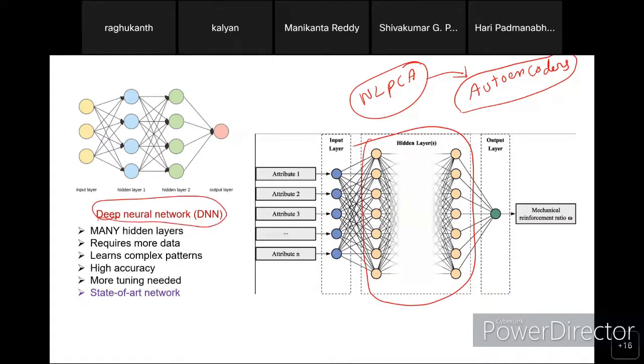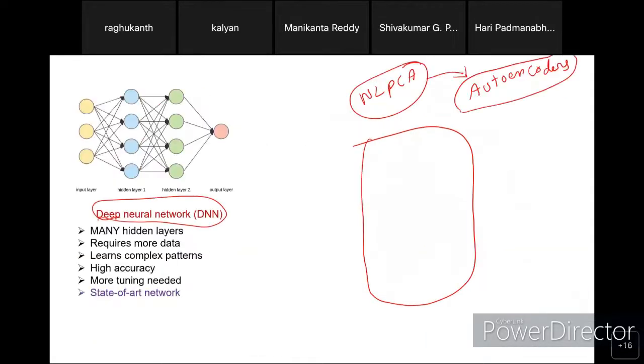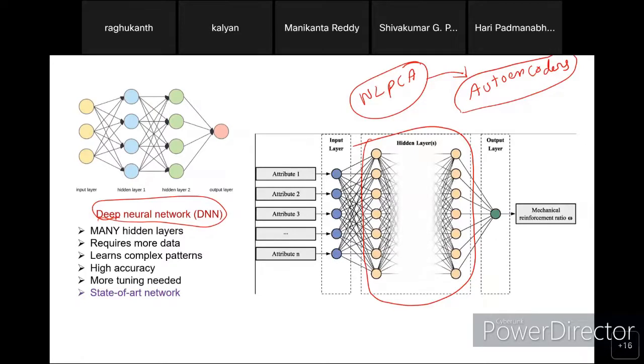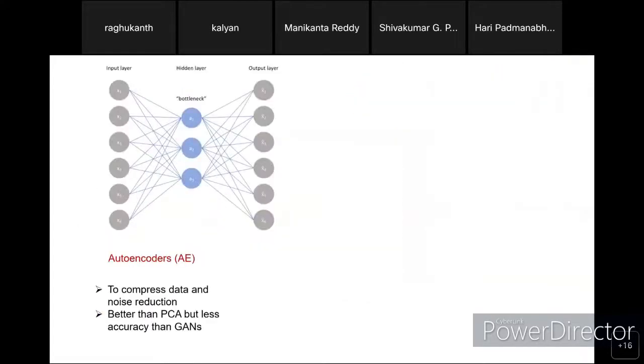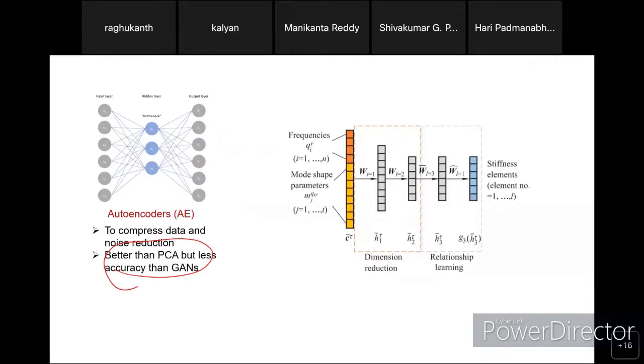The reason, as I told you in the morning: a shallow neural network means only one hidden layer will be there. But in NLPCA, you can see one hidden layer here, one hidden layer here, and inside also one bottleneck layer. Since you have many hidden layers, we call this a deep neural network also. So NLPCA is known as autoencoders and comes under deep neural networks. The concept of autoencoders is the same: you have to reduce the dimensionality of the data itself.